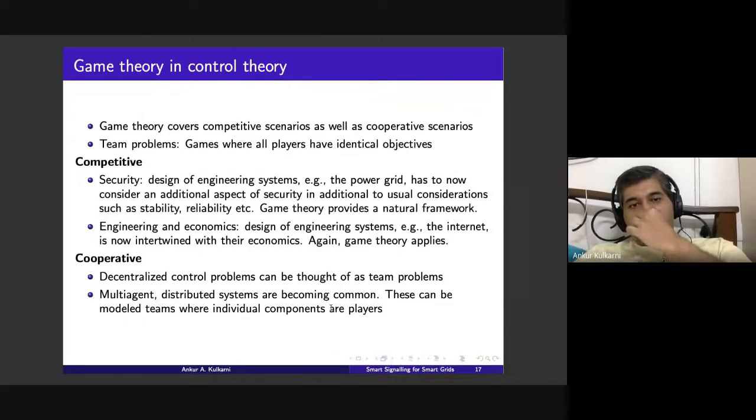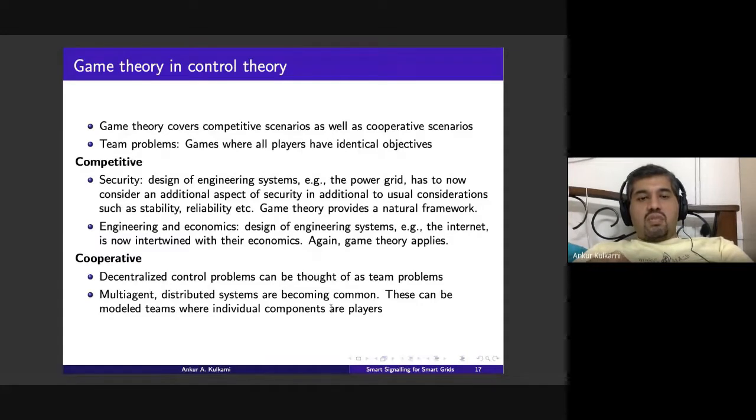Now, game theory is actually closely related to control theory. Many problems in control theory can be thought of as problems in game theory. Game theory covers competitive scenarios as well as cooperative scenarios. A particular type of game is what is called a team. A team is one where there are n players that have a common, or identical, objective. So many coordination problems, or problems with swarms of agents, or a fleet of generators, and so on, all those setups can be thought of as team problems.